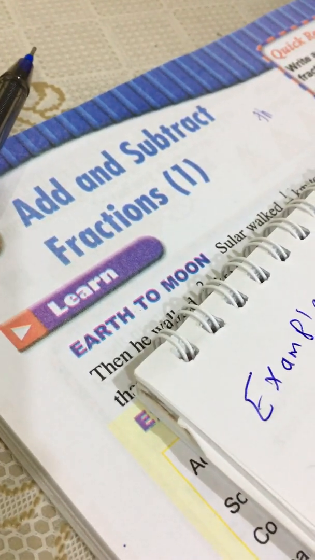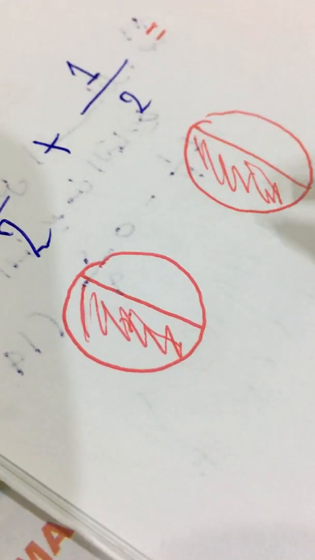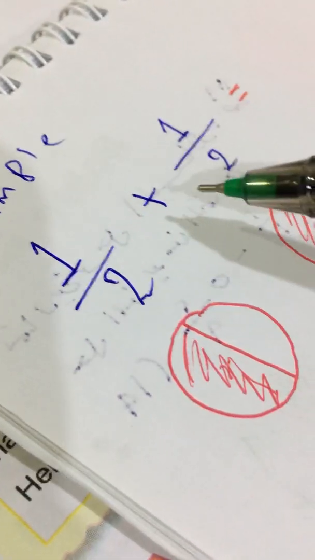Everyone, today I'm going to talk about add and subtract fractions, part 1. On examples, we have 1/2 plus 1/2. We have to add these fractions. 1/2 means one part of the circle is shaded, plus another part. What do we have to do?